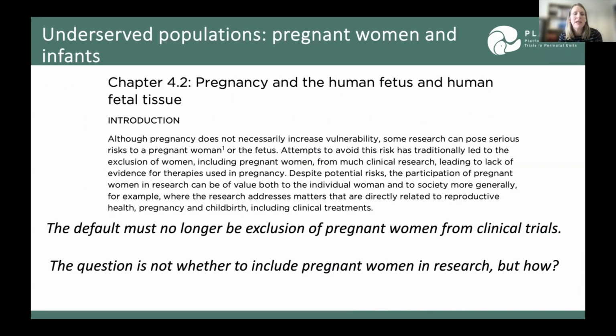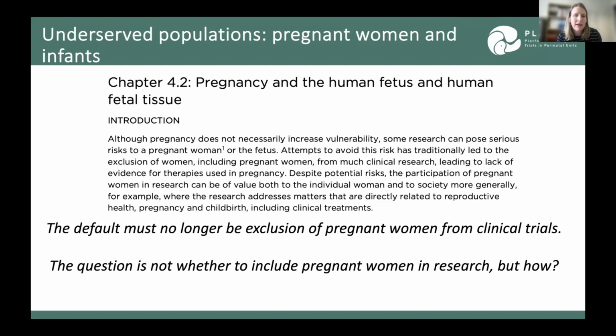And I think it's really pleasing to see that the wording in the new national statement will be adjusted to reflect this. So although pregnancy does not necessarily increase vulnerability, recognizing that research can pose serious risk to a pregnant woman with fetus, attempts to avoid this risk has traditionally led to the exclusion of women, and specifically pregnant women, from much clinical research, which leads to a lack of evidence for therapies used in pregnancy. And so despite these potential risks, the participation of pregnant women in research can be of value both to the individual woman and to society more generally.